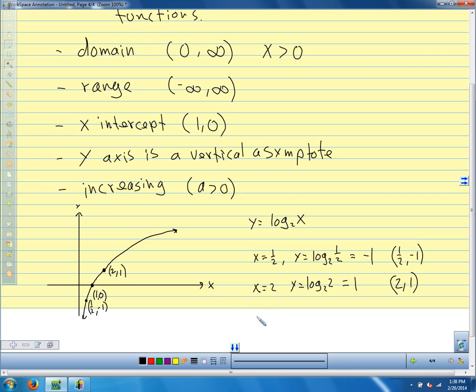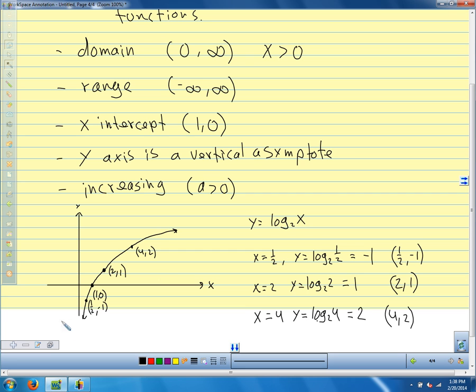And let's pick another easy one. x equals 4. So y equals log base 2 of 4, which is, what is it? 2. So we get the point 4, 2. So we go over here, 4, up 2. So that would be a rough sketch of the graph y equals log base 2 of x.